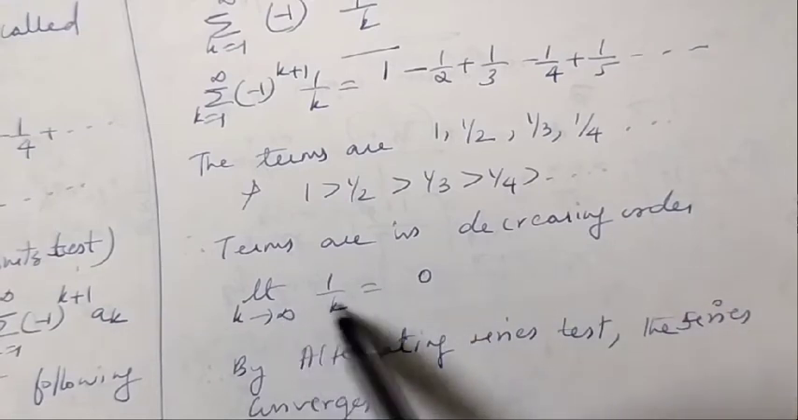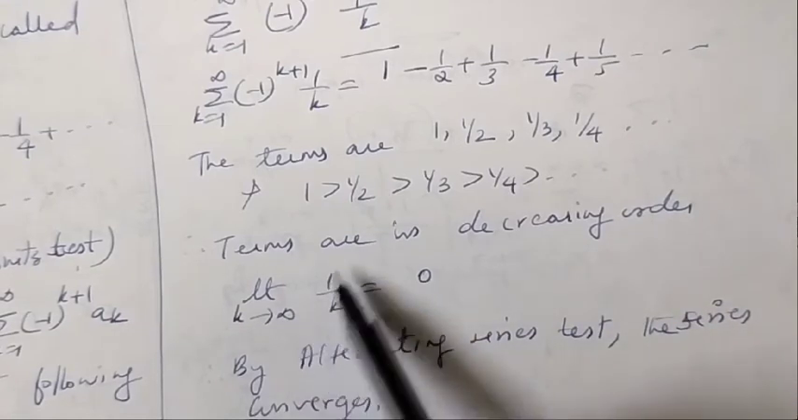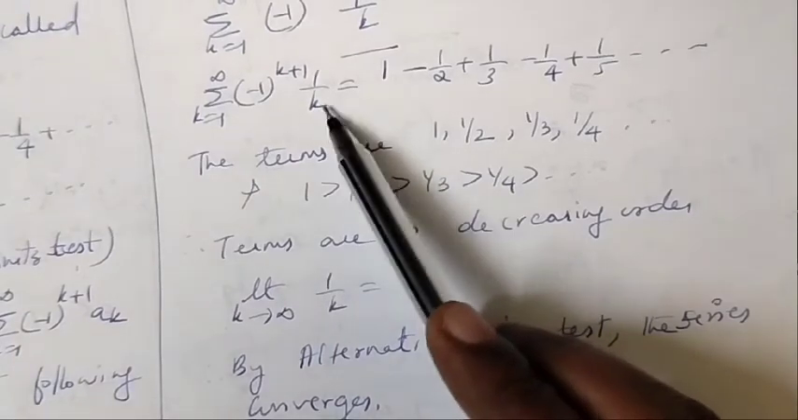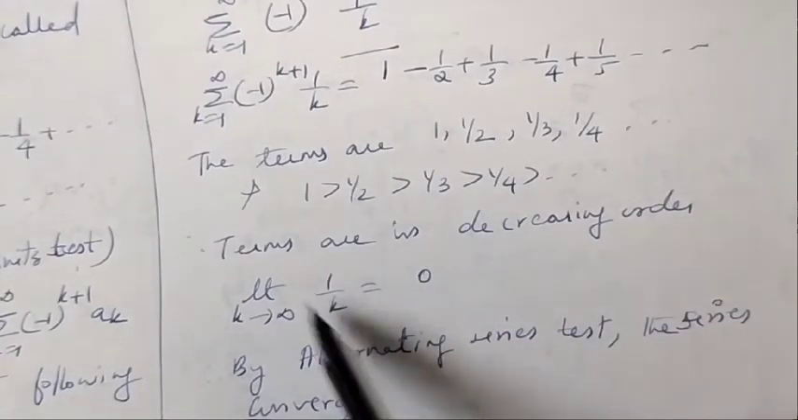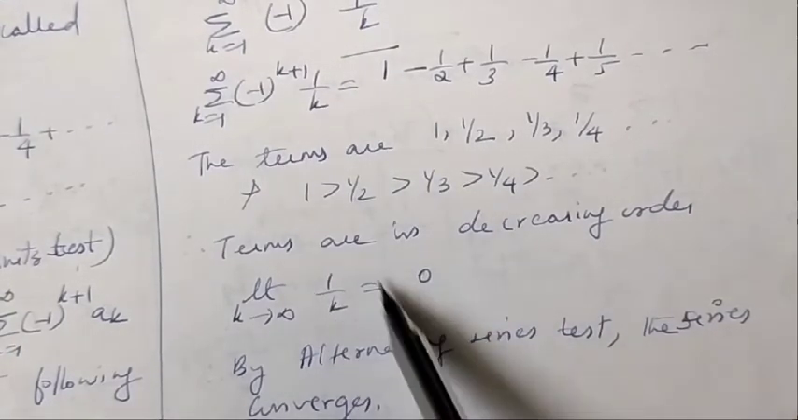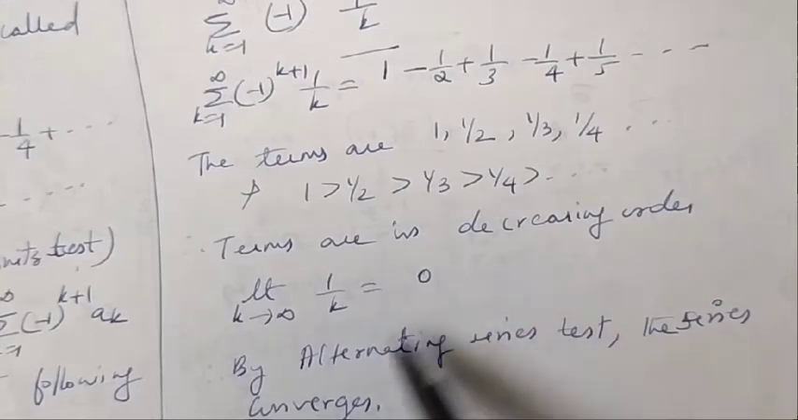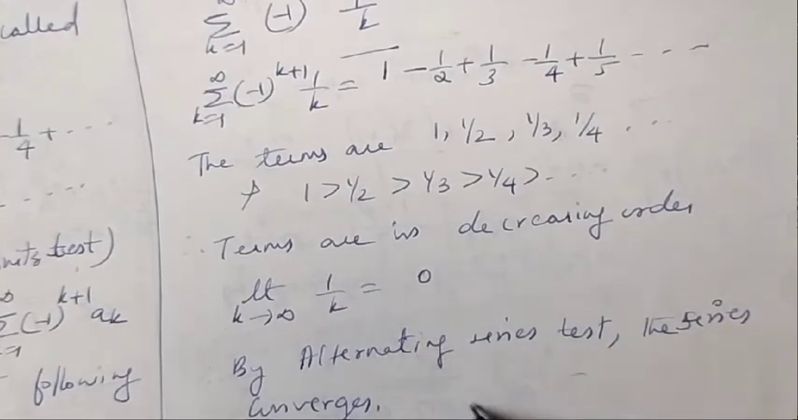And what about the second condition, that is limit k tends to infinity of 1/k. 1/k is the kth term without sign. So what is the limit value? It is 0. 1/k, 1 over infinity, is 0. So by the alternating series test, this series converges.